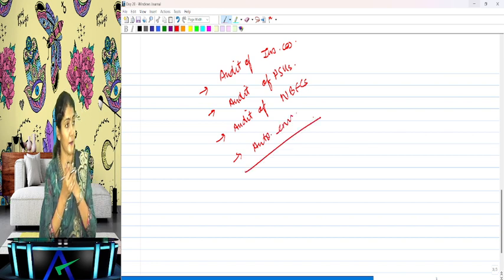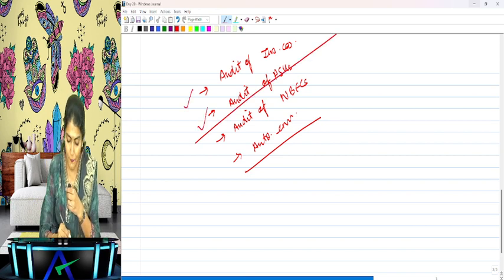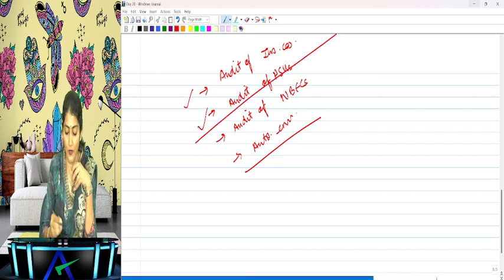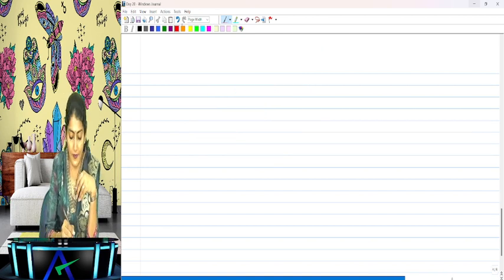The special aspects of auditing in an automated environment, right? So our agenda for today is to discuss the chapter on the audit of the insurance company and the audit of the public sector undertakings.